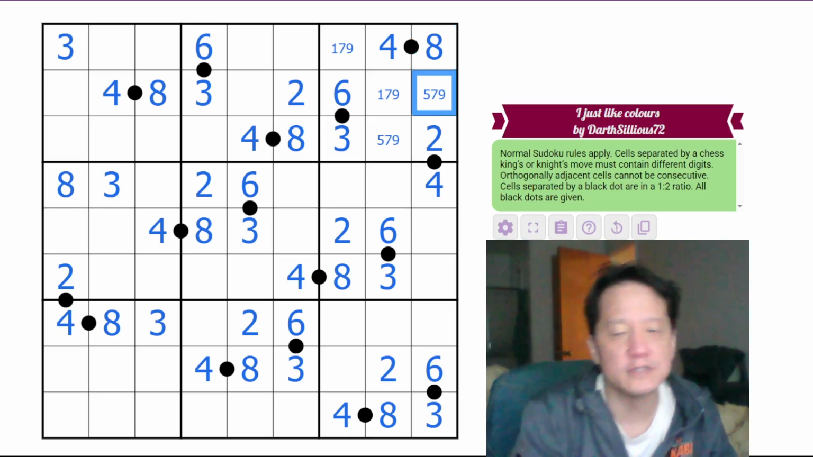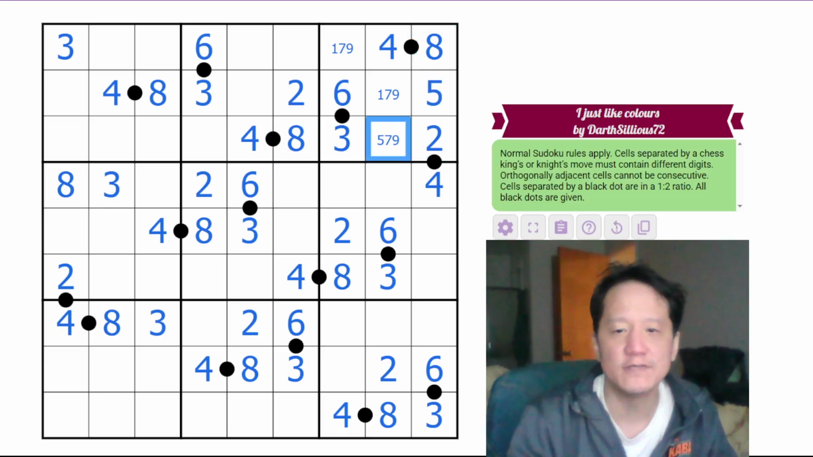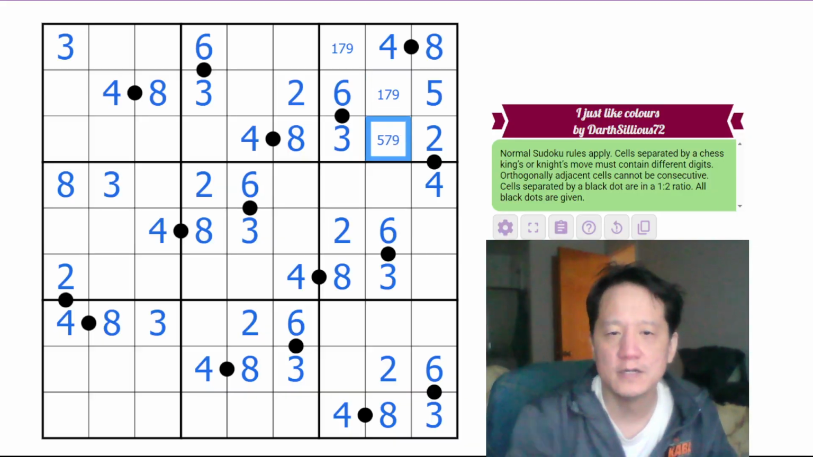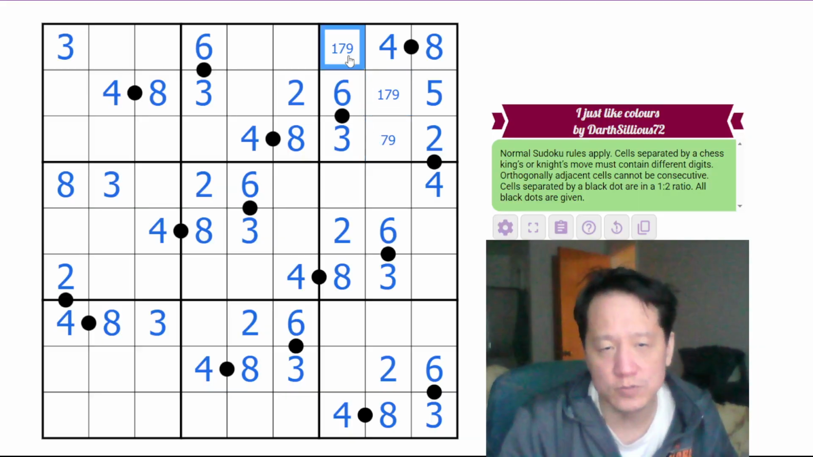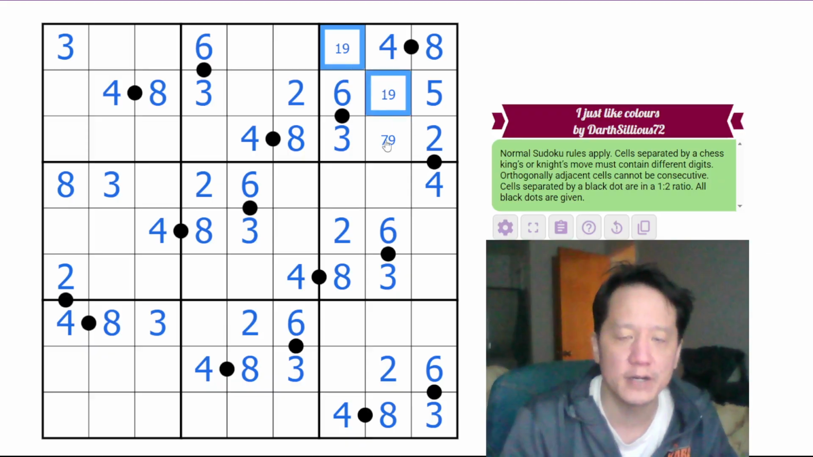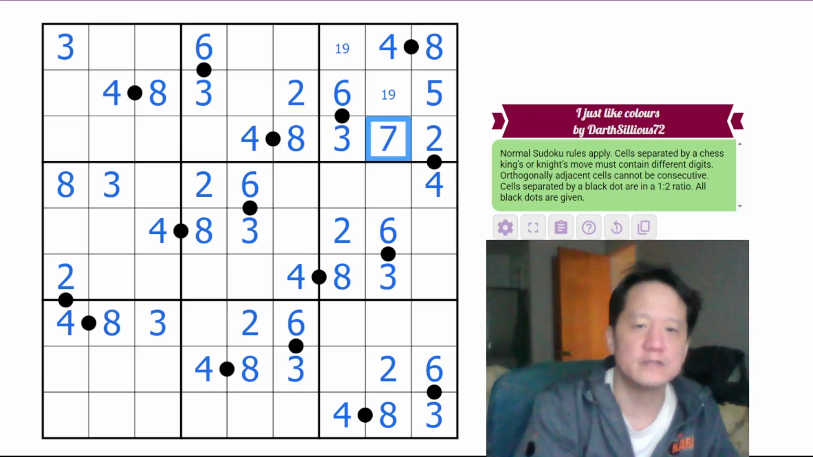So that guarantees this is 5, which eliminates 5 in the rest of the box. 7 cannot be next to 6 either. So these can't be 7, which means this is a 1-9 pair, which forces this to be 7 here.